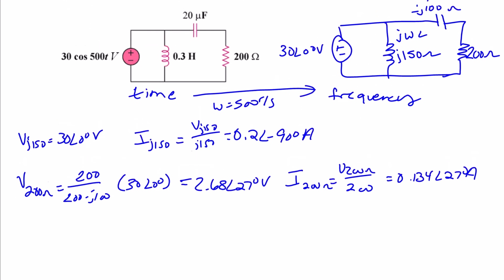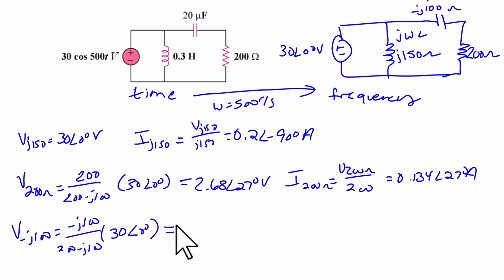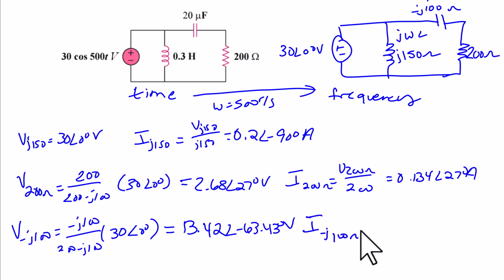Next, we're going to find the voltage across the capacitor using the voltage divider again. So the voltage across negative j 100 is negative j 100 over negative j 100 plus 200 times 30 angle 0, so that the voltage across the capacitor is equal to 13.42 with an angle of negative 63.43 degrees. And the current through the capacitor is the voltage across the capacitor divided by negative j 100, which is equal to 0.134 with an angle of 27 degrees.